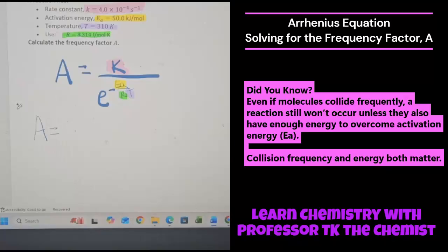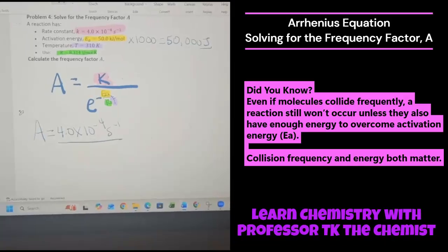That's it. So here we go. A equals your K, 4.0 times 10 to the negative 4th per second. Know that your units will cancel out, and because you're looking for frequency, that deals with time, these units are going to cancel out to give you your time value. Again, this is in kilojoules per mole. Multiply that times 1,000, so you end up with 50,000 joules per mole.